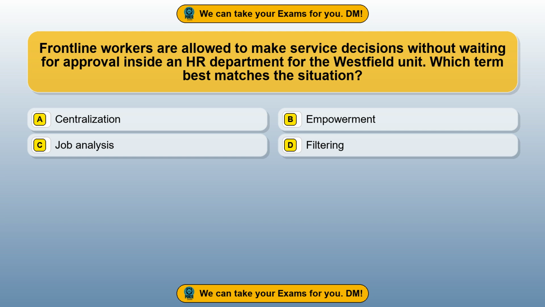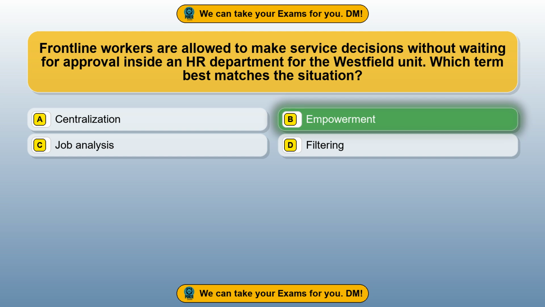Question 53. Frontline workers are allowed to make service decisions without waiting for approval inside an HR department for the Westfield unit. Which term best matches the situation? Option A, centralization. Option B, empowerment. Option C, job analysis. Option D, filtering. The correct answer is option B, empowerment.